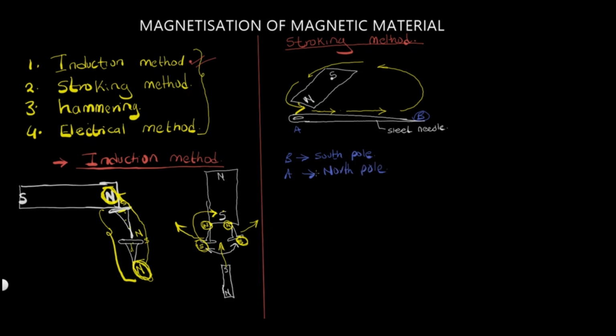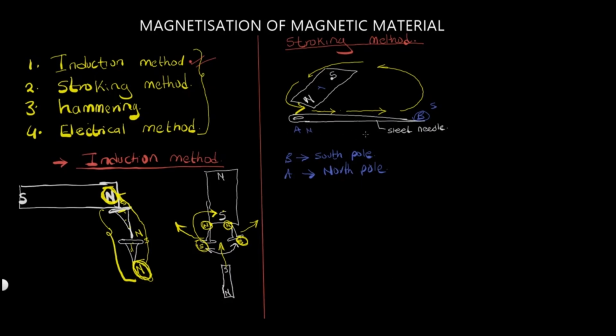We always say that the end of the needle where the magnet finishes stroking acquires an opposite polarity to that of the stroking end. So if you look, this one is the north pole. The end of the needle will acquire an opposite polarity to the stroking magnet that has been used. So if this one is the north, then this part will be the south, and that's why we have said that B becomes the south pole of this magnetized material, and this A part becomes the north pole.